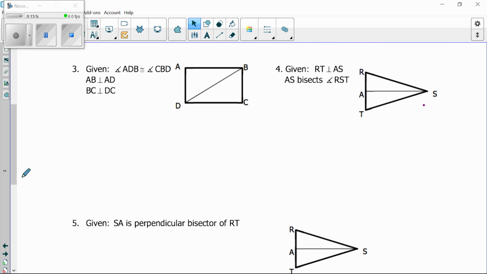All right, I think we're going to do one more of these. So let's look at 4. 4 has 2 of my favorite vocab words, perpendicular as well as angle bisector. So for my given, I have RT is perpendicular to AS. So where those 2 lines intersect, I'm going to put a 1, I'm going to put a 2. First thing I got to do is angle 1 and angle 2 are right. And that's because perpendicular lines intersect to form right angles.